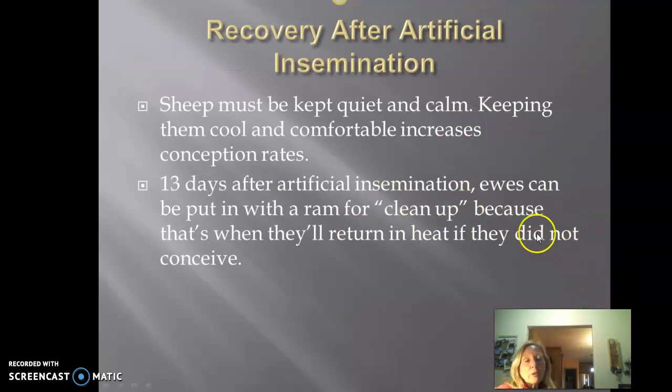So after they're AI'd, they really need to be kept quiet and calm. We don't want to stress them. Keeping them cool kind of simulates the weather that would be more desirable during normal breeding season. And then usually about 2 weeks after AI, you don't want to wait too long, we can put a ram in and see how many ewes mark, and that kind of gives us an idea.